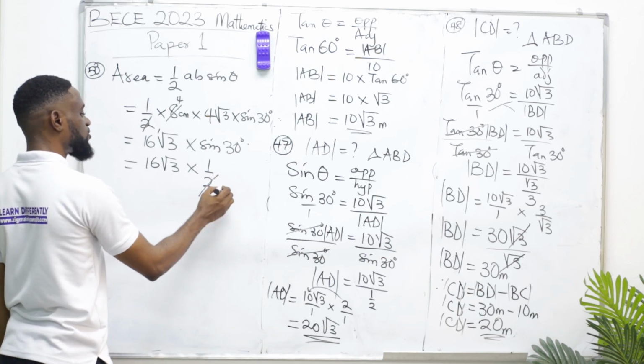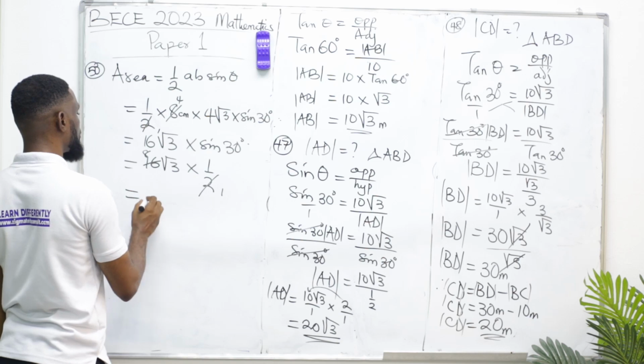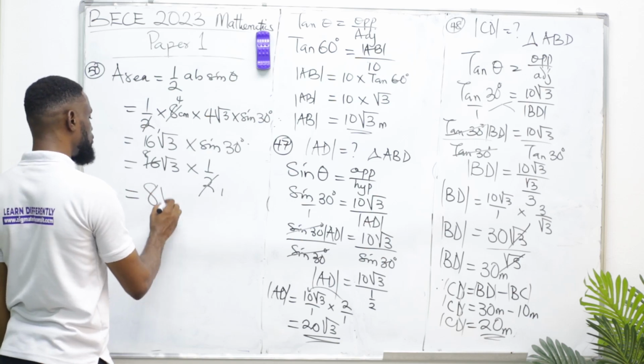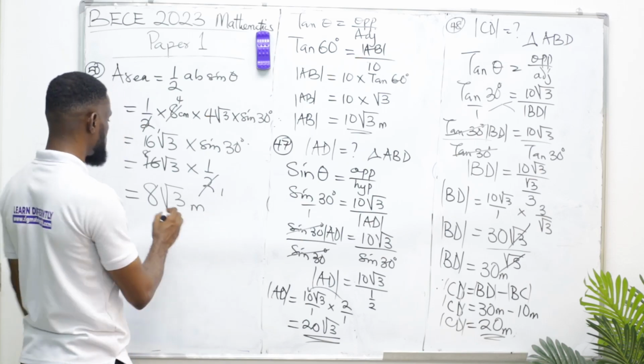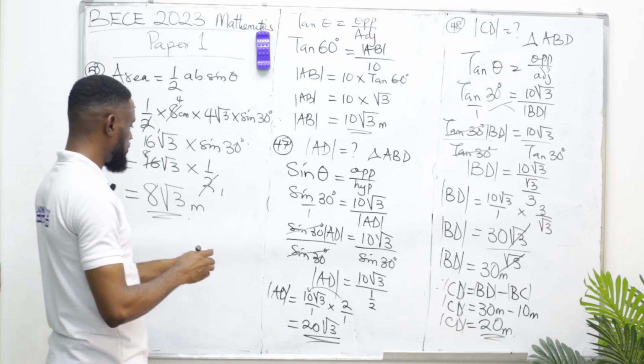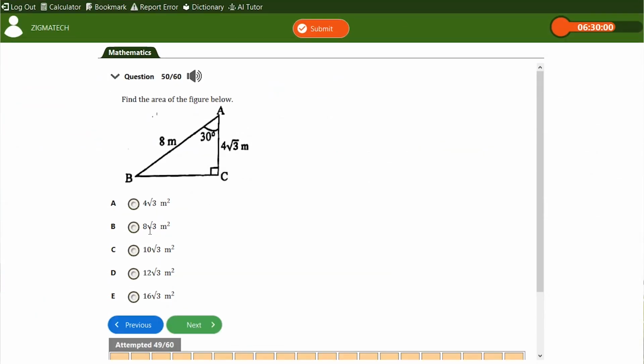So 2 into itself is 1, 2 into 16 is 8. So our answer becomes 8 root 3 meters. Is it given in meters? Yes, meters. So 8 root 3 meters. Let's see if we have it. Yes, 8 root 3 meters squared. They are asking for area, so option B is the correct option there: 8 root 3 meters squared.